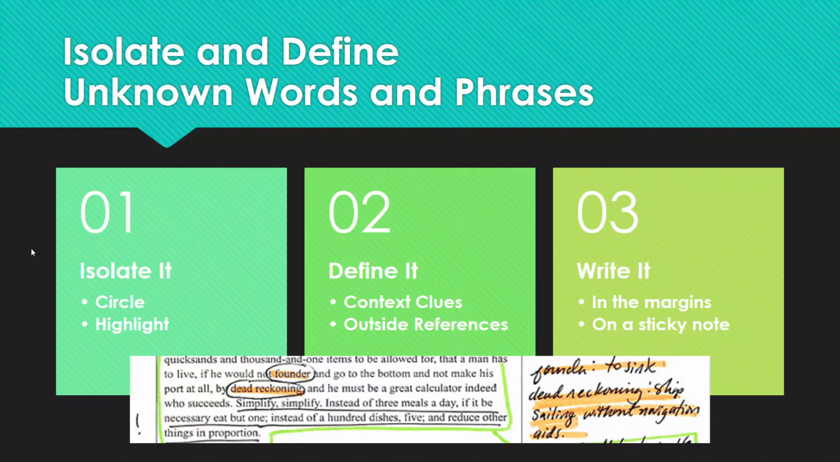The last step to make sure you practice when working with an unknown word or phrase is to actually write down the definition briefly in the text, whether in the margins or on a sticky note. Writing it down not only solidifies the meaning in your mind at that moment, but also ensures you'll not have to look it up again should you have to come back to the reading while studying or reviewing.